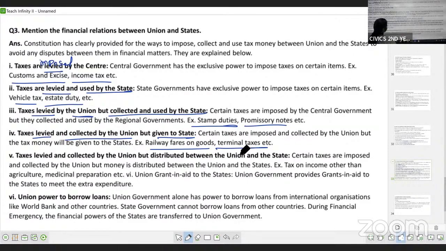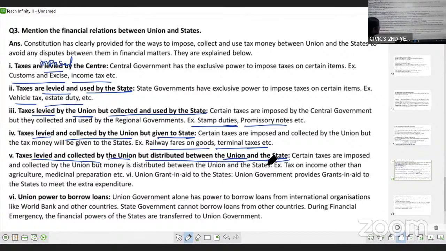Terminal taxes at toll booths. When you go from one state to another state, you have to pay toll tax. That is what we call terminal tax. That is also imposed and collected by the central government and then returned to the state government. Taxes imposed and collected by union but distributed between union and states. Here the tax is imposed and collected by the union and distributed between both the union government and the state government.